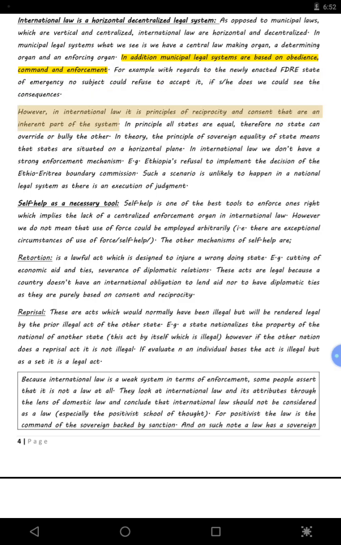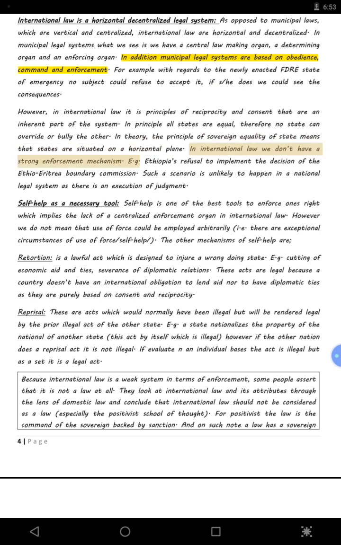However, in international law, it is principles of reciprocity and consent that are an inherent part of the system. In principle, all states are equal, therefore no state can override or bully the other. In theory, the principle of sovereign equality of states means that states are situated on a horizontal plane.